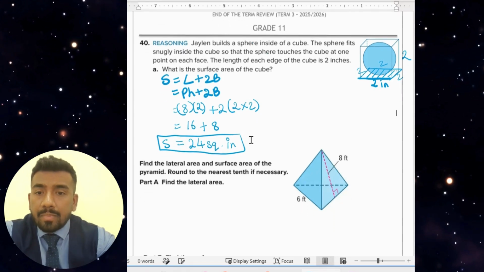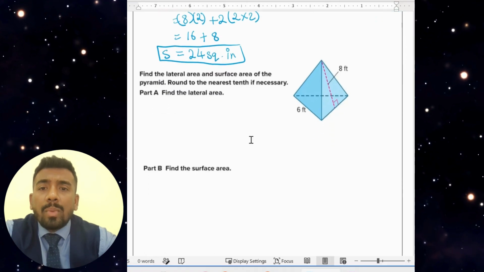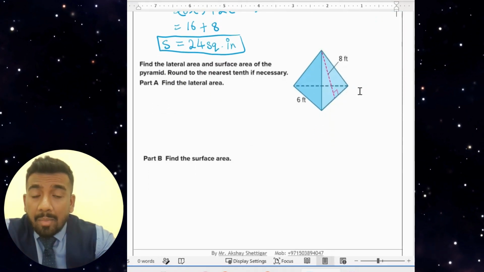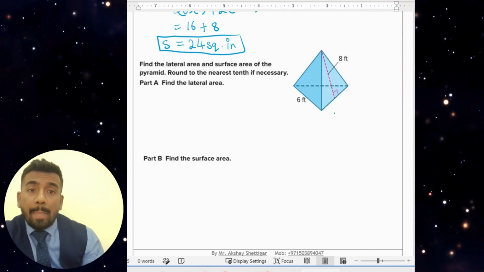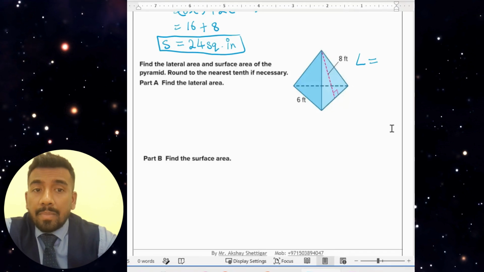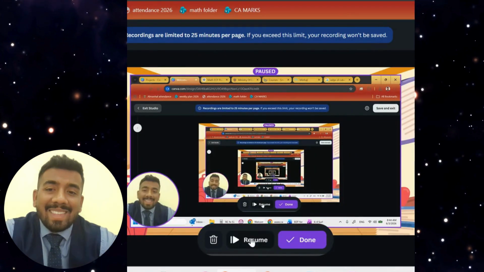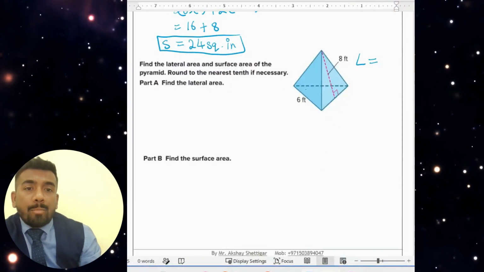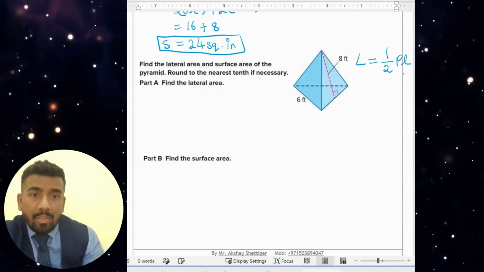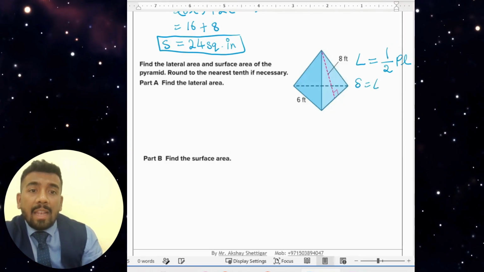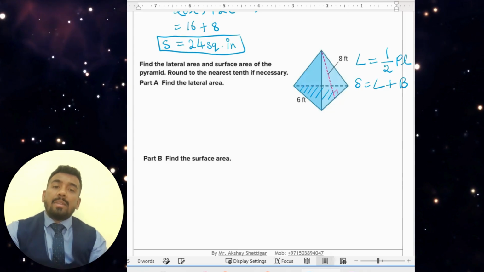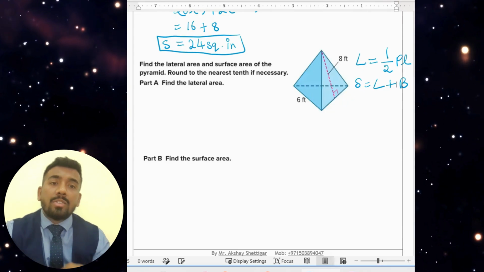Same way. Let's go to the next one. Here we need the lateral area and surface area of a pyramid. For a pyramid it's a little bit different. Lateral area is almost the same as a prism, but it's just half of PL. And the surface area is L plus B, not 2B. Again, why? Because there is only one base, same like a cone. So let's go with half of PL.